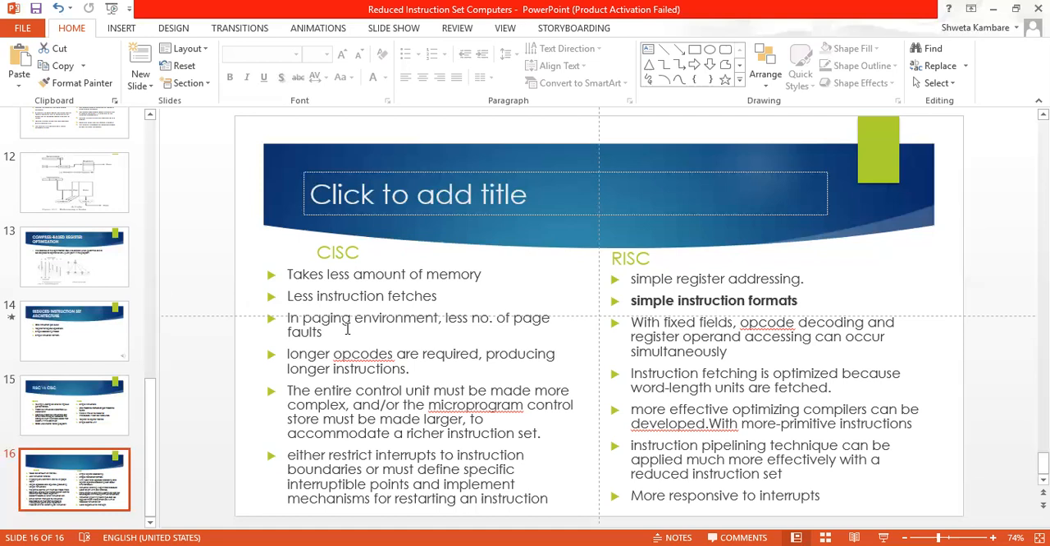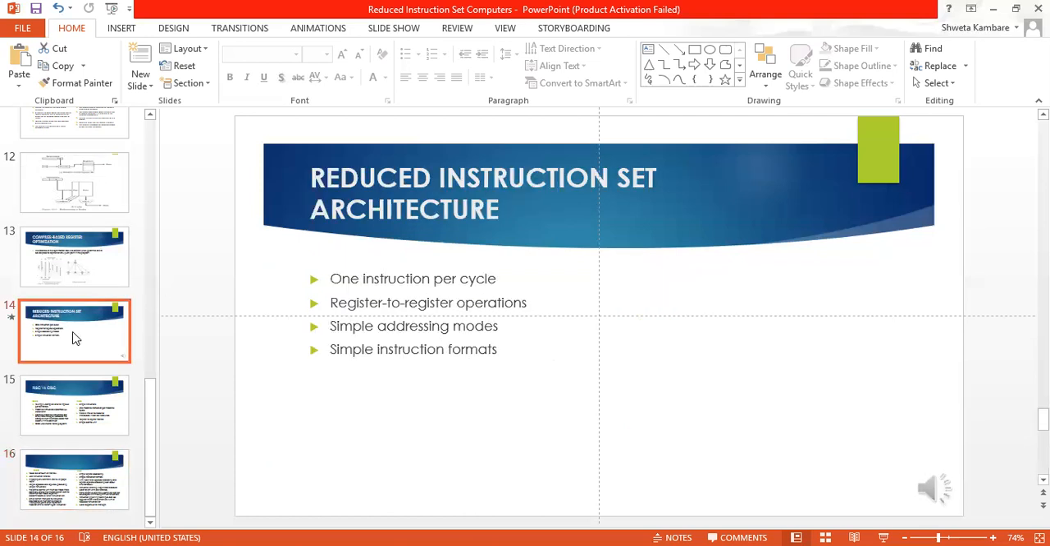Now let's talk about RISC. RISC means reduced instruction set architecture. Its basic characteristics are: one instruction per cycle. Next characteristic is register to register operations. Then simple addressing modes, simple instruction formats. Now let's talk about these one by one.